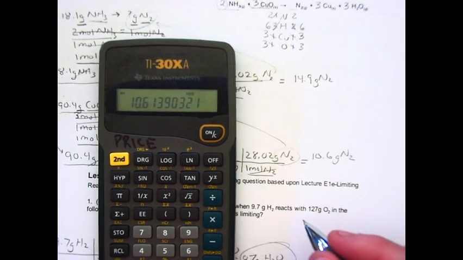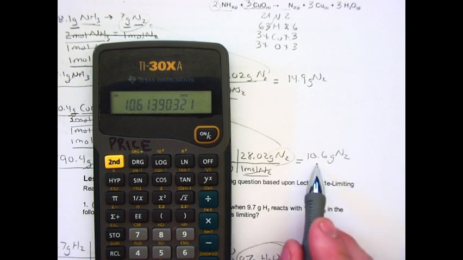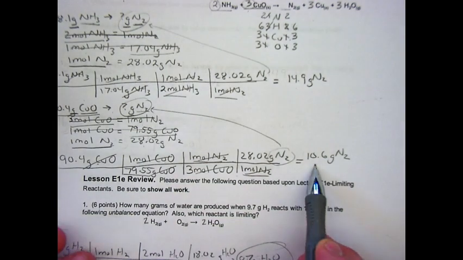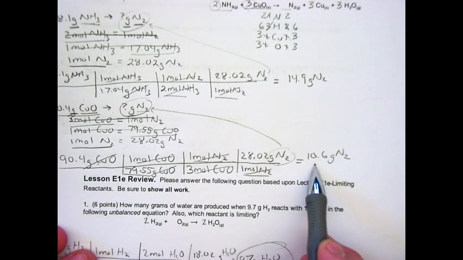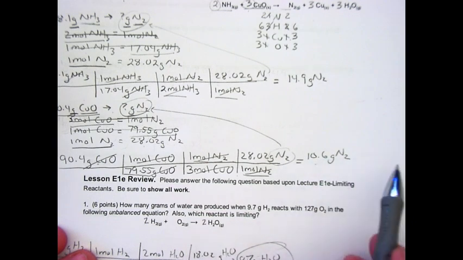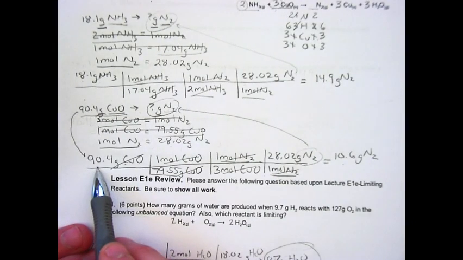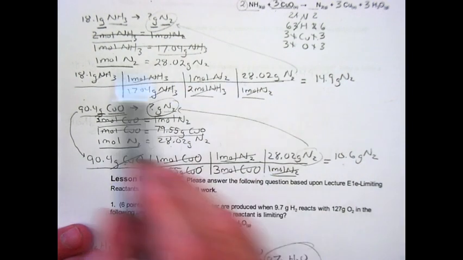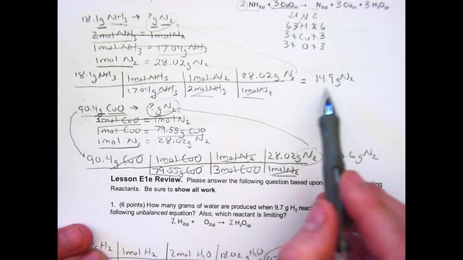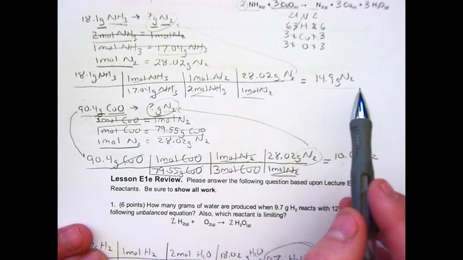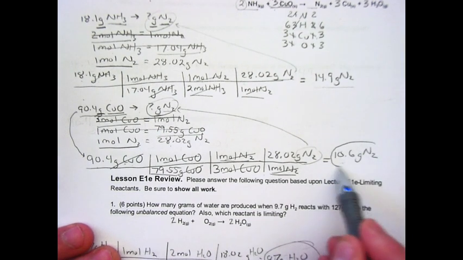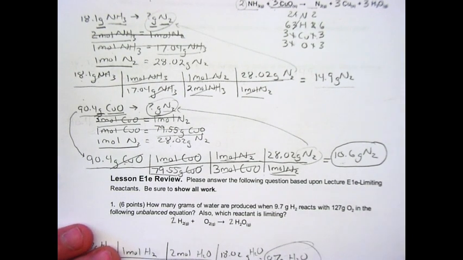Now, in a limiting reactant question, you always choose the smaller of the 2 amounts. What this basically means is that once you get to 10.6 grams of nitrogen, the reaction stops, since you've used up all the 90.4 grams of copper 2 oxide. Even though there's more ammonia, and you theoretically could make as many as 14.9 grams of nitrogen, once you get to 10.6, the reaction stops. So that is how many grams of nitrogen are made.